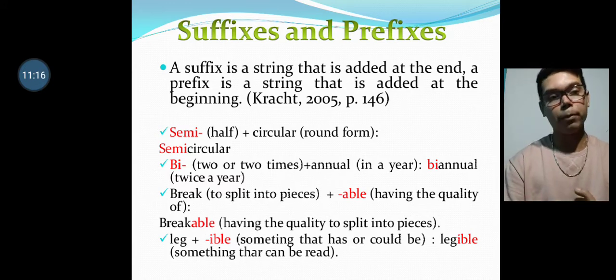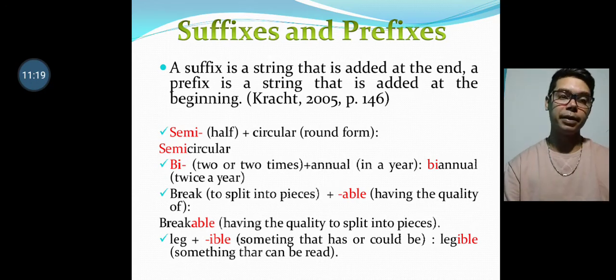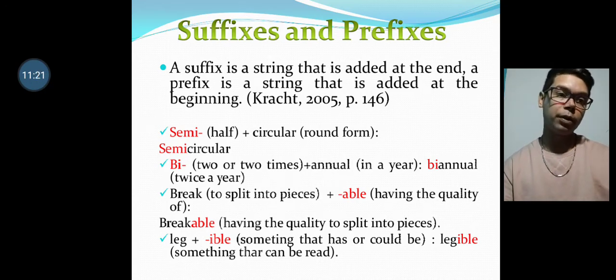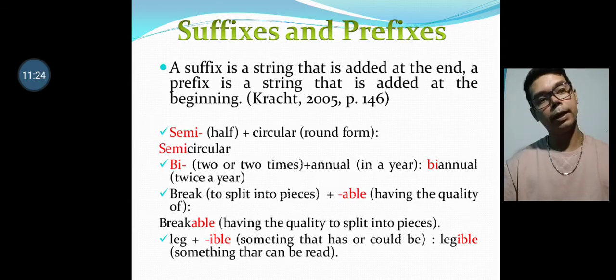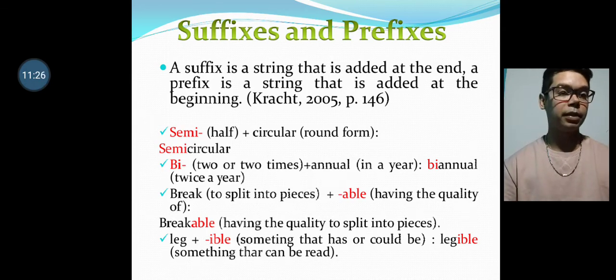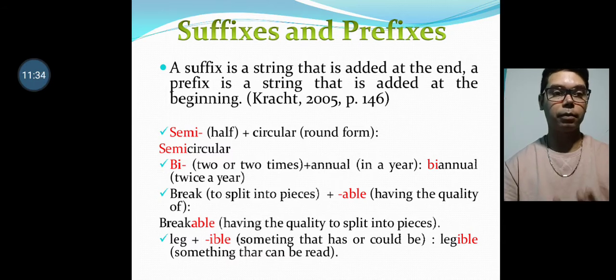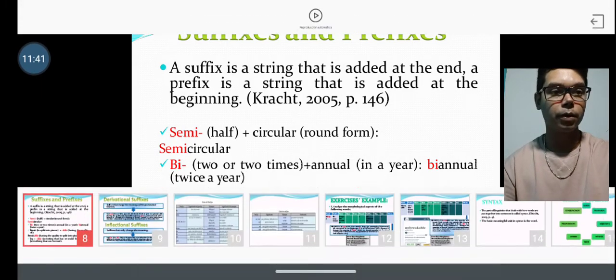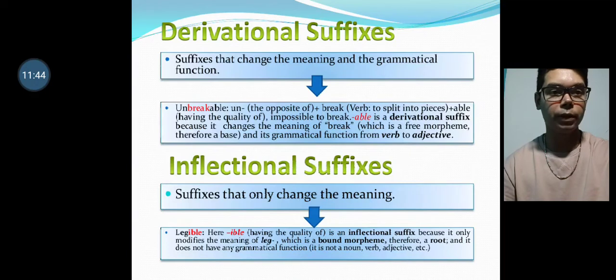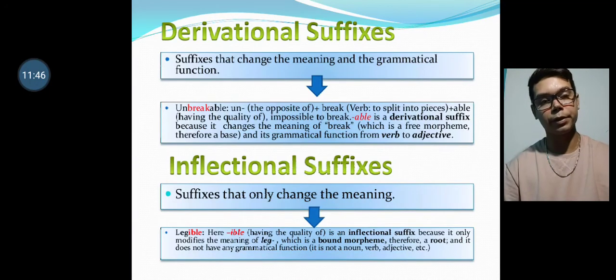So tenemos un significado original en el caso de una base, al cual en todo caso le agregamos un prefijo, un sufijo con significación propia, el cual viene a modificar radicalmente el significado y nos encontramos entonces al nivel de la semántica. Breakable, having the quality to split into pieces, plus legible, we have something that has or not or could be legible, something that can be read. Okay, so continue with the description. We would find the differences between derivational suffixes and inflectional suffixes.